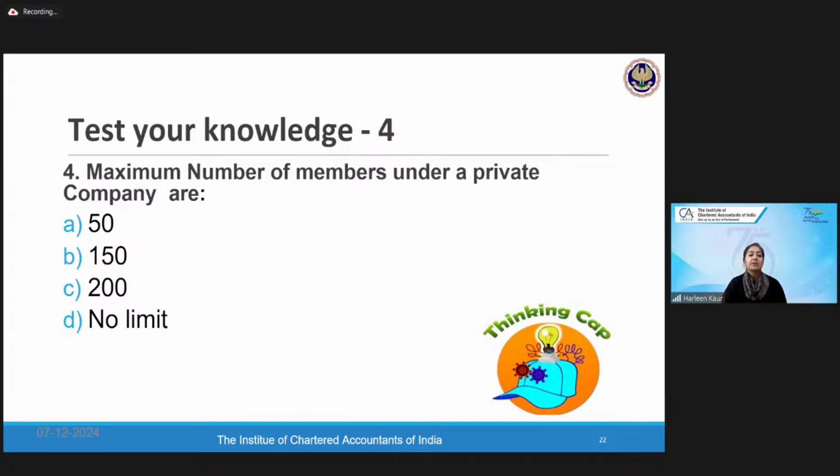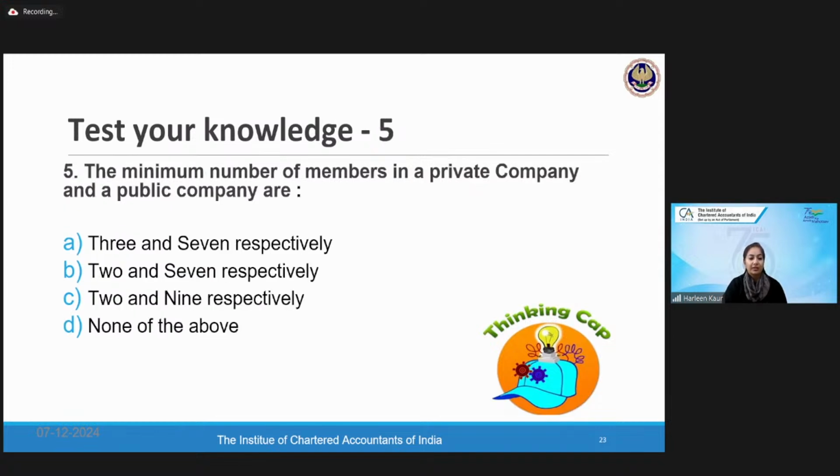Maximum number of members under a private company can be 50, 150, 200. So this we have not done, public and private companies, so you can leave it right now. Minimum number of members we have discussed today. So what is the minimum number of members in a private company and a public company? Question number 5, you have to answer.